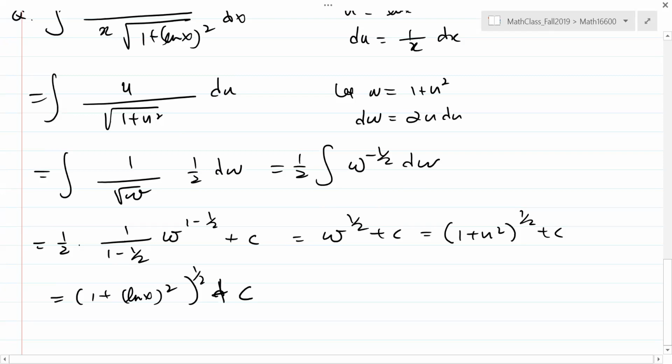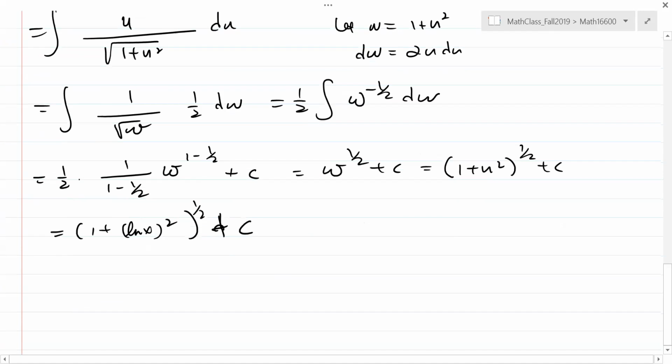Right. The next one I want to discuss also needs just one substitution, but I have to be careful with the substitution. We did a similar problem last time already. It's sine to the 5th x, cosine squared x dx.